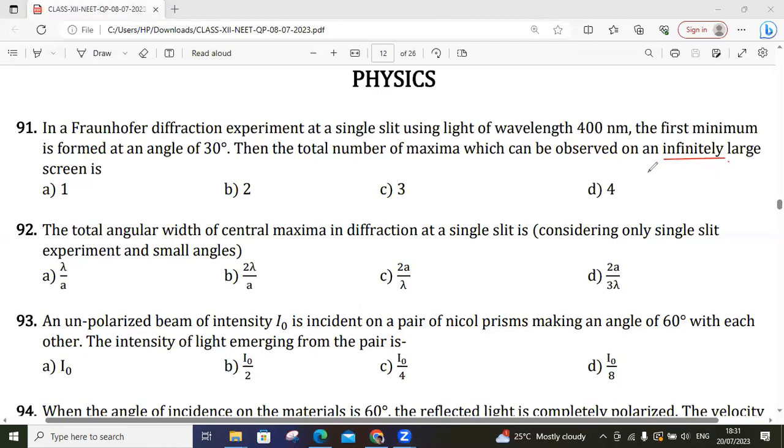This is an infinitely large screen. There is no limit for the screen, but we are told the first minimum is formed at an angle of 30 degree. So first minimum forms at what angle? If you see here, it forms at an angle of lambda by a, right? Where we get a sin theta is equal to lambda, correct? For first minimum, a sin theta, theta is 30 degree, sin 30 is 1 by 2, is equal to lambda. So we get a is equal to 2 lambda, correct?